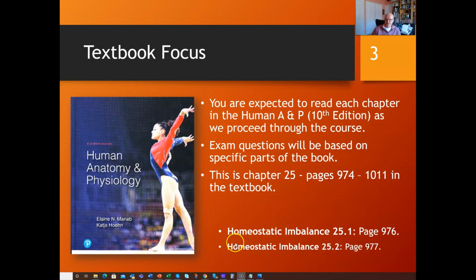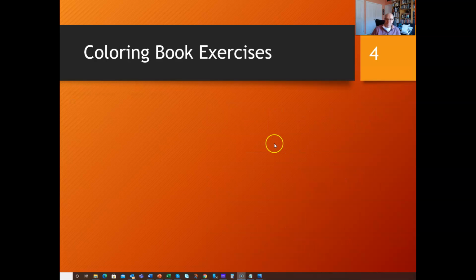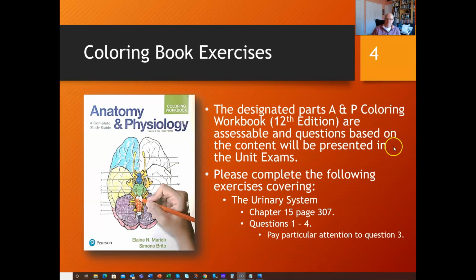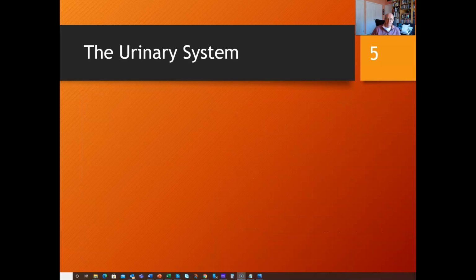That's where we're going in the textbook. Having a look at those pages. So remember what that means. It means that if there's anything asked from the textbook, this is what's going to be asked. We're not using the colouring book at present, so don't pay any attention to that.